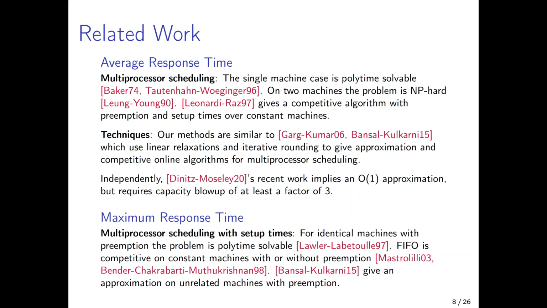For maximum response time, the multiprocessor scheduling problem with identical machines has been shown to be polynomial time solvable, and the first in, first out heuristic is known to be competitive for constant machines. Also, Bansal and Kulkarni give an approximation for maximum response times on unrelated machines.